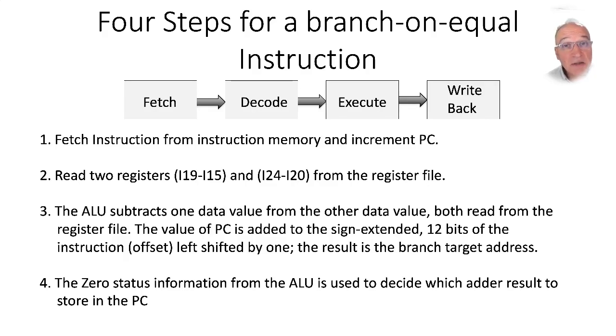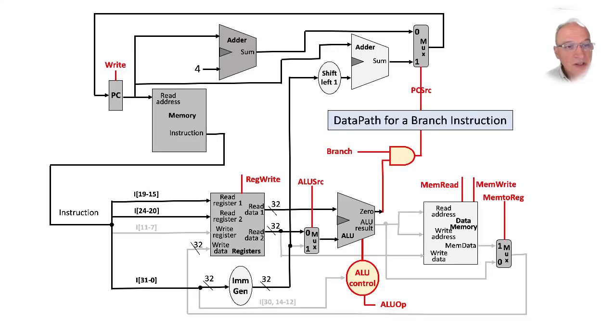And then the zero status of the arithmetic and logic unit will be used to add the value to the PC. So the write back stage of the branch unequal is not writing back into the register file, it's writing back into the PC, because this is a control flow instruction. So the data path for the branch is different than the data path for the other instructions because I don't have a write back to the register file. What I have is a write back to the program counter.